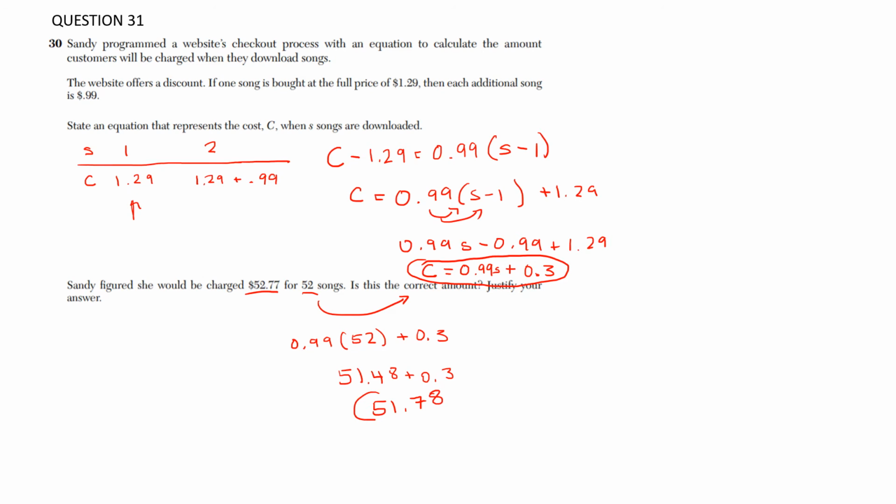So it turns out Sandy was incorrect that she would be charged $52.77 for 52 songs, and in fact the actual price would be $51.78, because when we plug it into the equation we derived from our point slope form, it's $51.78 rather than $52.77.